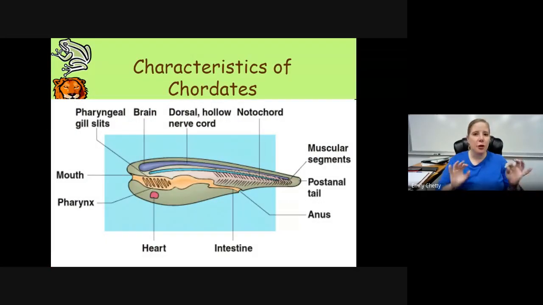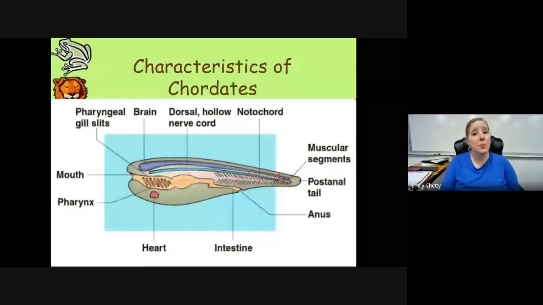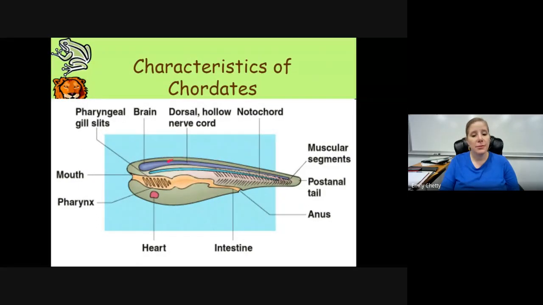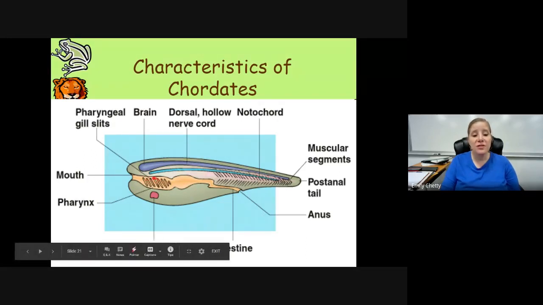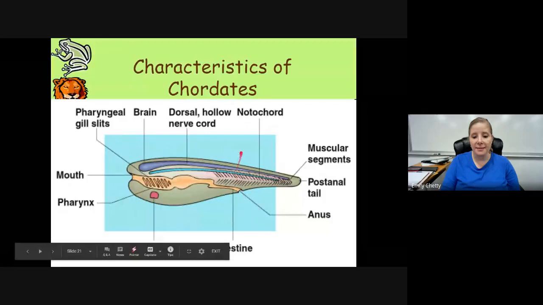So here's a general picture. At some point in time in development, y'all looked like this. You had the dorsal hollow nerve cord, which eventually turned into your spinal cord, this blue. You had the notochord, which eventually turned into your spine, your vertebrae. You had your pharyngeal slits or pouches, which eventually turned into your lungs or fish's gills. And you have a post-anal tail. So here's the anus. Notice the tail extends past the anus.